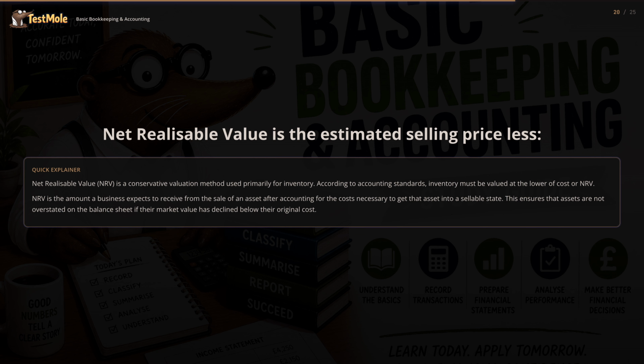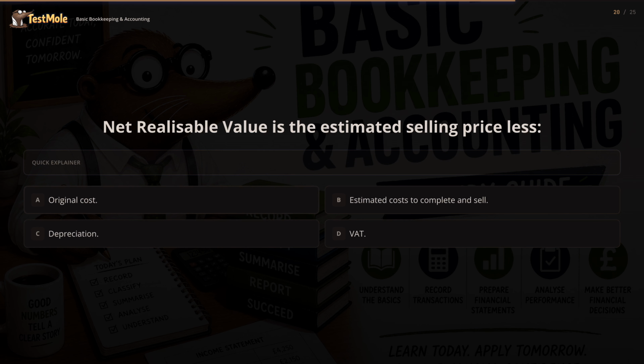NRV is the amount a business expects to receive from the sale of an asset after accounting for the costs necessary to get that asset into a sellable state. This ensures that assets are not overstated on the balance sheet if their market value has declined below their original cost. Here are the options.